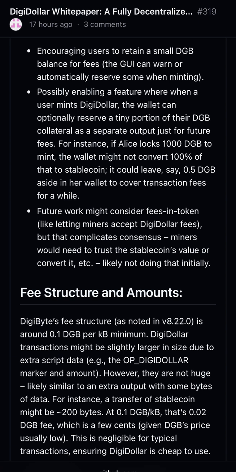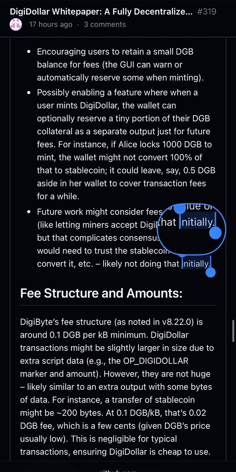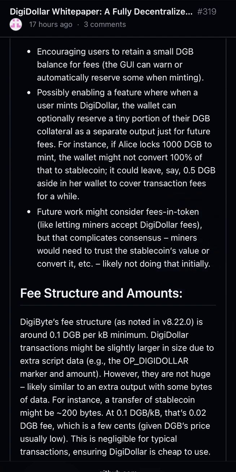Possibly enabling a feature where when a user mints DigiDollar, the wallet can optionally reserve a tiny portion of their DGB collateral as a separate output just for future fees. For instance, if Alice locks 1000 DGB to mint, the wallet might not convert 100% of that to stablecoin. It could leave, say, 0.5 DGB aside in her wallet to cover transaction fees for a while. Future work might consider fees in token, like letting miners accept DigiDollar fees, but that complicates consensus. Miners would need to trust the stablecoin's value or convert it, etc., likely not doing that initially.